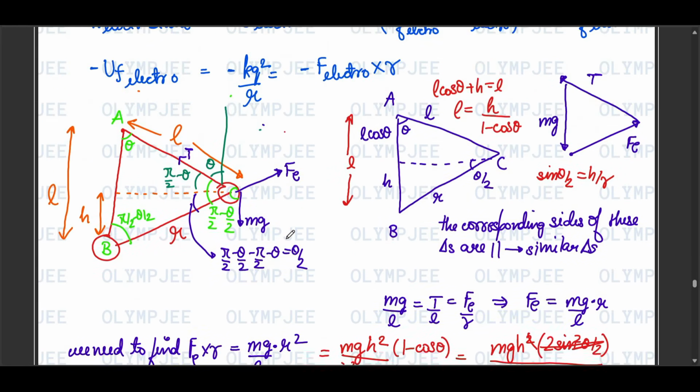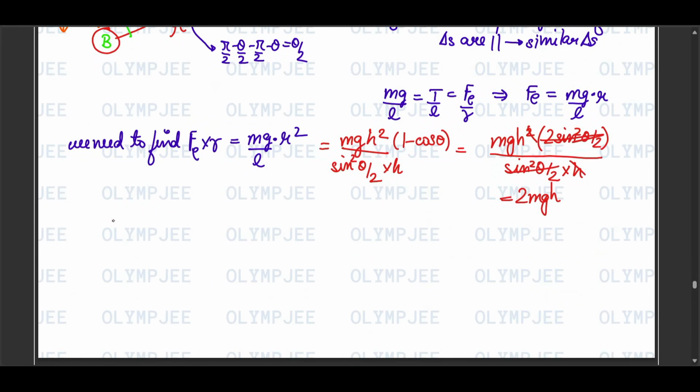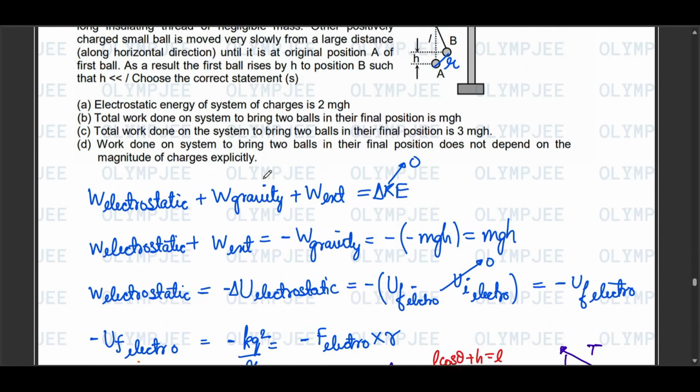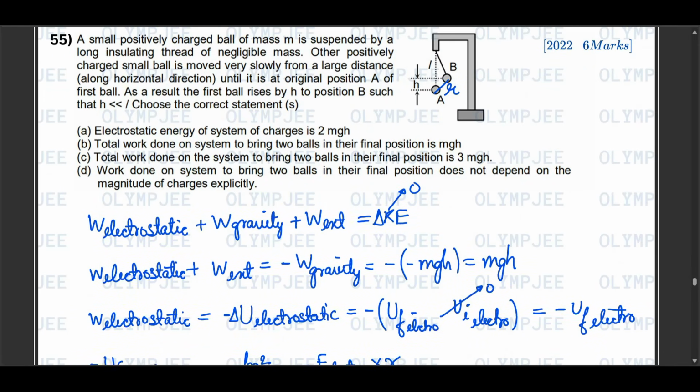So now the work done by electrostatic field can be given as minus of Fe multiplied by R. We derived this earlier, which will be minus 2 mgh. Right. So the electrostatic energy of the system is this, right? Because work done is minus 2 mgh, so electrostatic energy will be minus of that, which is 2 mgh.